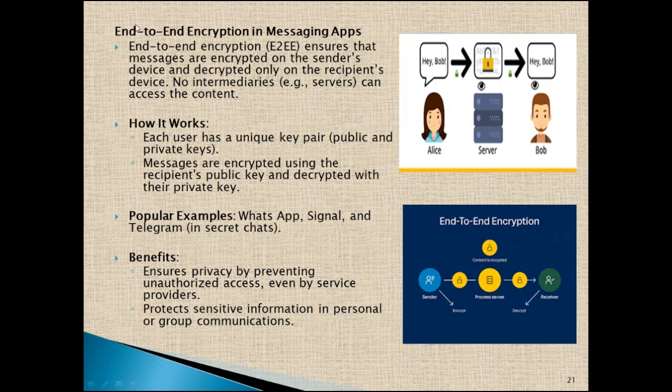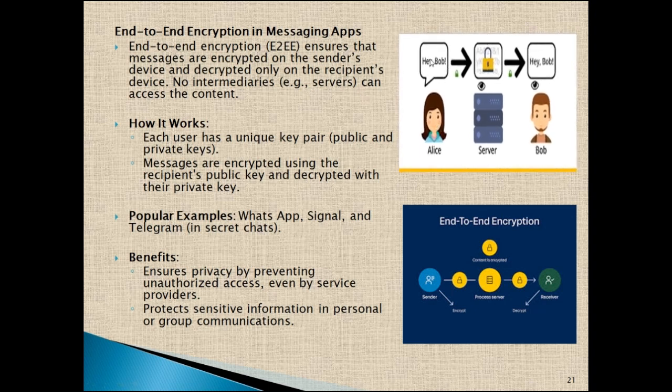Now, we also have what is called end-to-end encryption in messaging apps. End-to-end encryption, which is E2EE, ensures that messages are encrypted on the sender's device, which simply means encoded, and decrypted or decoded on the recipient's device. No intermediaries, e.g. servers, can access that content. That means it is converted to ciphertext from the sender's end, and also decoded to plain text on the receiver's end. See an example here.